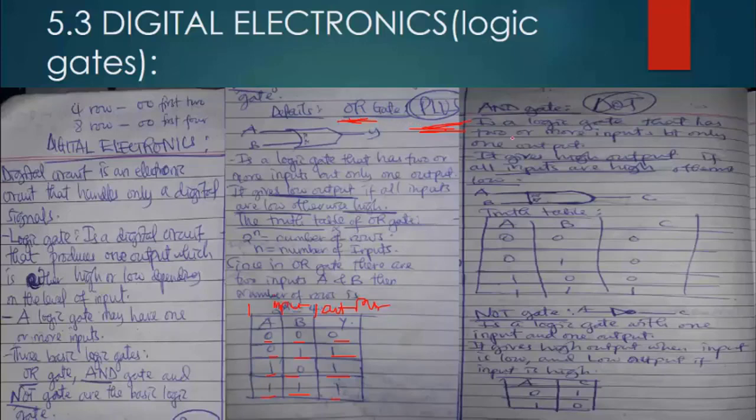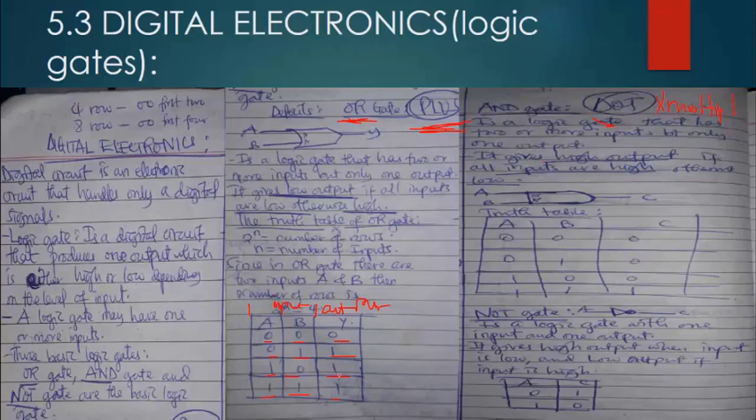Just remember that. Ukija kwa AND gate, yenyewe ni dot. Dot, which means multiplication. Okay? Multiplication. So logic gate ambayo na yenyewe inaweza ikawa na two or more input but only one output. It gives high output if all inputs are high. Hii statement usihangaike sana kuikariri. Cha muhimu ni kujua jinsi ya kufanya. Then utakuja kuona hii statement ilikuwa inamaanisha nini.